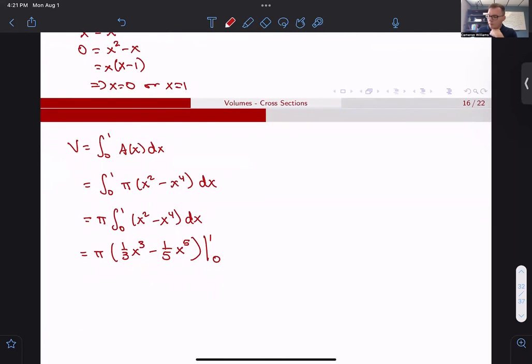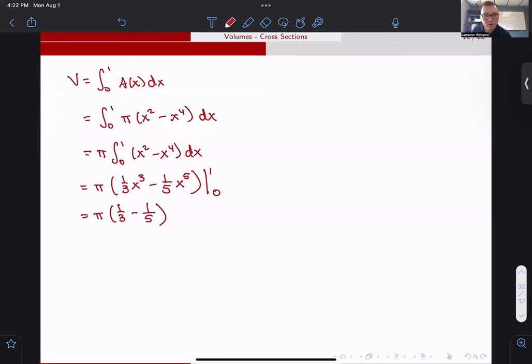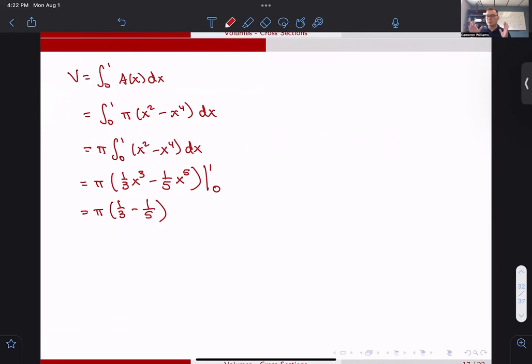And again, if we plug in our lower limit of 0, we're going to have 0 cubed, 0 to the 5th, doesn't matter. We plug in our upper limit, we have 1 cubed, 1 to the 5th, those are both 1, so we just get pi times 1/3 minus 1/5. If you want to see the details, I'm happy to redo that if you'd like. And if you want, you can leave your answer like this. That's perfectly fine. The rest is simplification with arithmetic. I don't care about that.